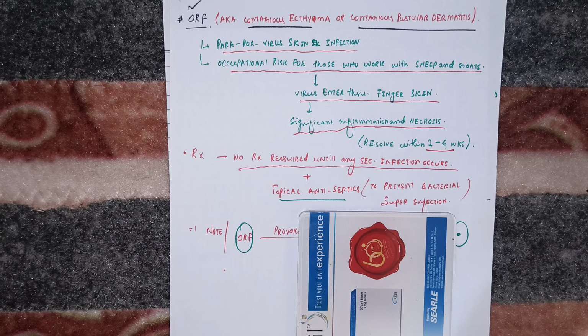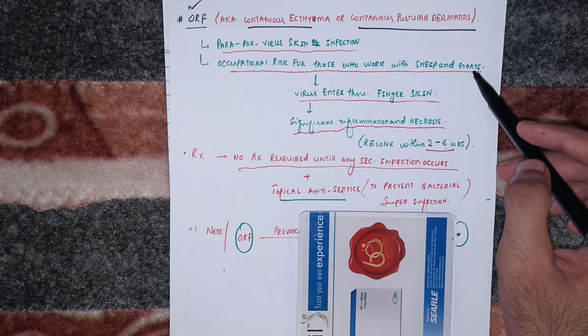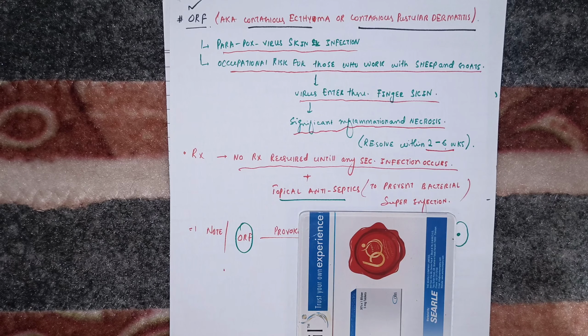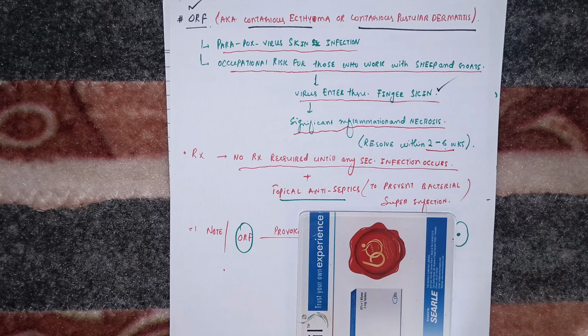Okay, एंड ये वायरस बेटा खास करके इसका ऑक्यूपेशनल रिस्क होता है, ऑक्यूपेशनल रिस्क फॉर दोज हू वर्क विद शीप्स एंड गोट्स. ओके, जिन लोगों का ऑक्यूपेशन ही यही है कि वो भेड़ बकरियों के साथ काम करते हैं, तो उन भेड़ बकरियों में से, शीप्स और गोट्स में से ये वायरस इंसानों में ट्रांसमिट होता है. और बेटा इंसान, लेट सपोज उनका ऑक्यूपेशन ही ऐसा है कि उनको गोट्स और शीप्स के साथ काम करना पड़ रहा है, तो बहुत मुमकिन है कि ट्रांसमिशन एनिमल से ह्यूमन बॉडी में हो. ठीक है, एंड द वायरस एंटर्स थ्रू फिंगर स्किन.